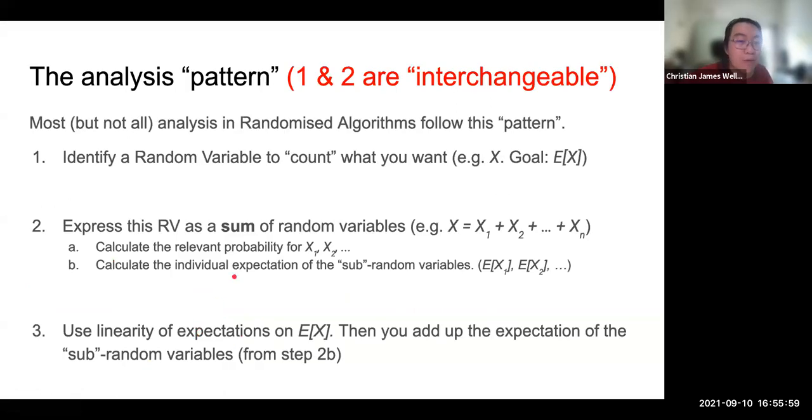Okay, so I want to now remind you, this is the pattern I was talking about. They are interchangeable, right? You can identify what you are counting and express it as the sum of random variables. So in this case, I want to express it as the sum of indicator random variables. Later on, you'll see I make x1, x2, xn. They are all indicators, in the next example.